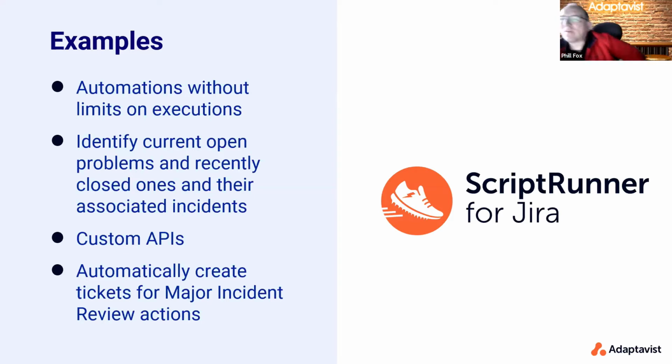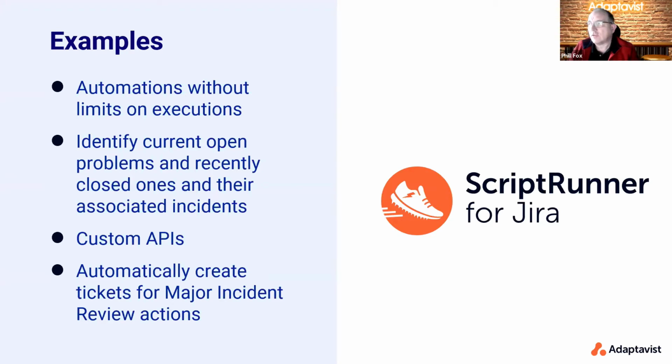So when we look at ScriptRunner for Jira, many of you have already looked at other automations in Jira Service Management and are probably aware that they come with limits on the number of executions. Well, ScriptRunner for Jira removes that limit straight away. Another common problem that can be solved with ScriptRunner for Jira is having your current problem list and knowing which incidents and which are linked to those current problems, and more importantly, the recently closed problems.